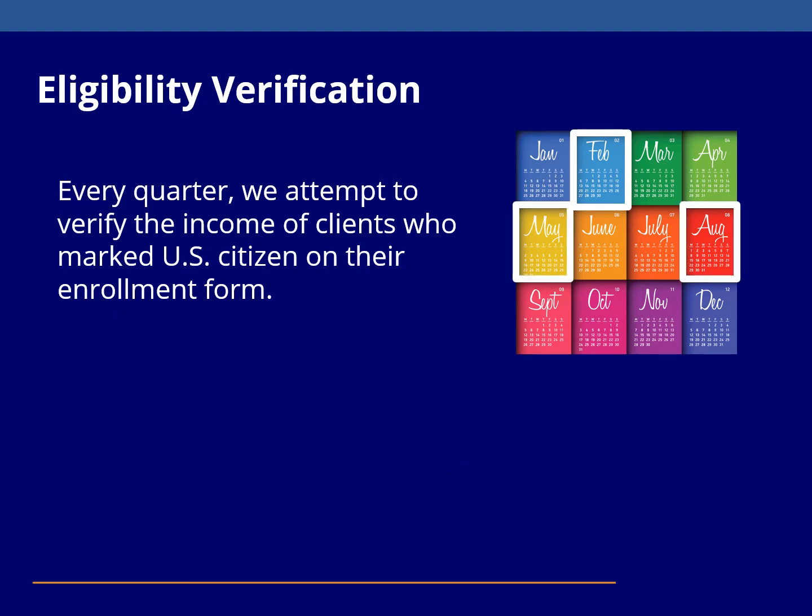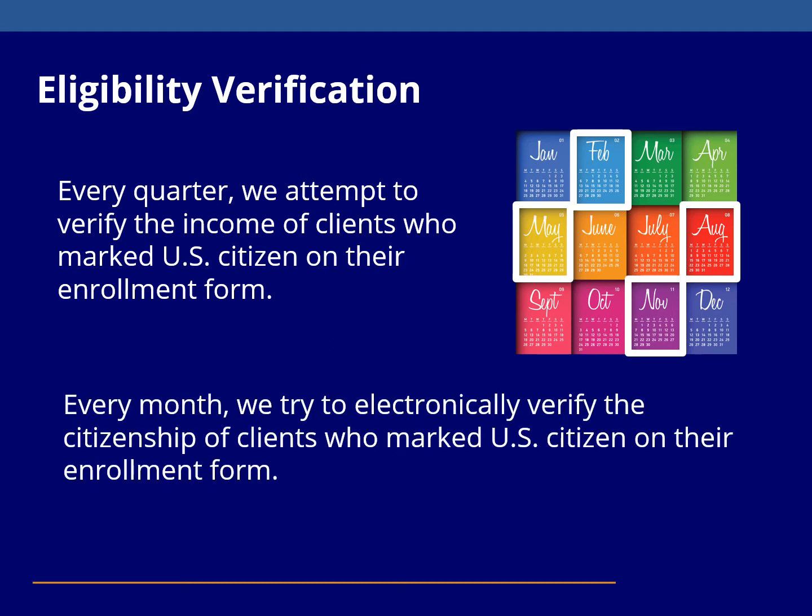Every quarter, we attempt to electronically verify the income of clients who marked U.S. citizen by using their name, date of birth, and Social Security number. And every month, we use the same information to verify their citizenship. This process is 92% successful, so clients rarely need to bring proof of citizenship. For more information about this process, see our verification FAQs on our client enrollment webpage.